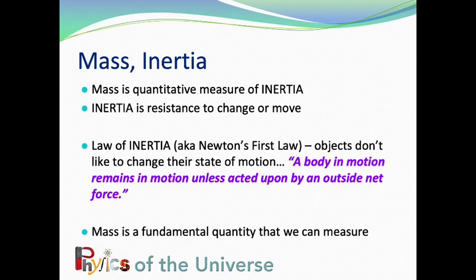Back to inertia. Mass is the quantity that we use to measure inertia. So the more mass something has, the harder it is to get it to move. The law of inertia, which is now also known as Newton's first law, which, by the way, Galileo came up with. It's just that Newton kind of took it over when he came up with all 3 of his laws. The law of inertia, which is Galileo's first law, says a body in motion remains in motion unless acted upon by an outside net force. Mass is the fundamental quantity that we can measure to see how that works.